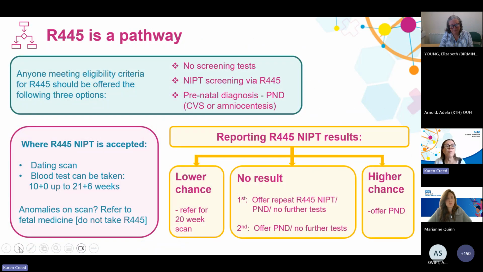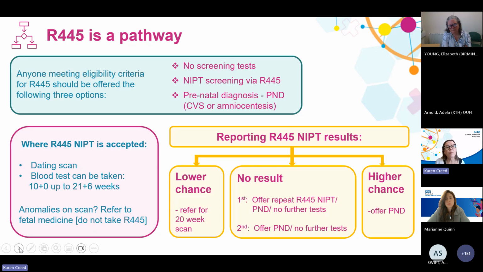So this is just a reminder of, or sort of an overview really, of the R445 pathway. So think of R445 as a pathway rather than just a test. And anyone who meets the eligibility criteria for R445 should be offered the following 3 options. They can choose, obviously it's their choice, to not have any screening or diagnostic tests. They can choose to have NIPT on the R445 pathway, or they can opt direct for prenatal diagnosis if they want to know for sure, but bearing in mind, of course, that that carries a risk of miscarriage.